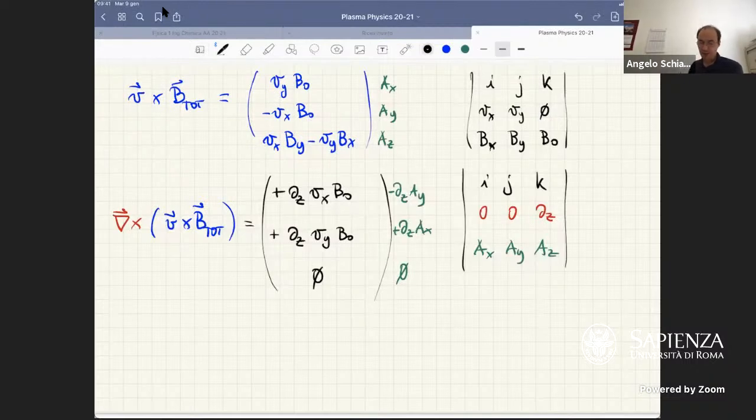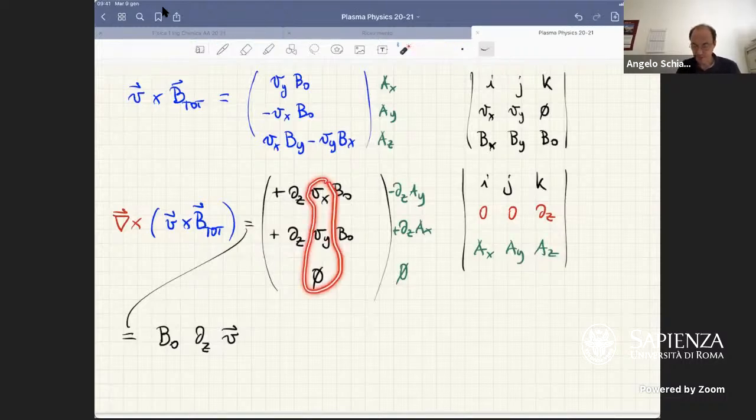Okay, now let's have a look. And you see that since b0 is constant, it can come out, and we can write this term as b naught, the externally applied field, times the z derivative of what? Of the velocity field, which has these components here. This is the wave component of the fluid velocity.